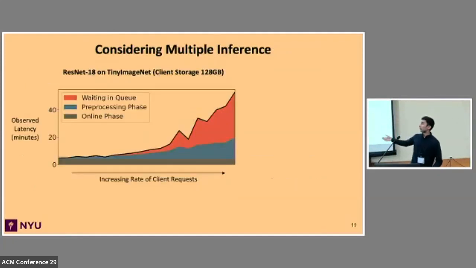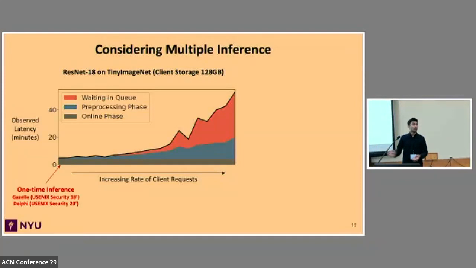And so here, again, it's the same network and data set. We've set the client-side storage to 128 gigabytes, and on the y-axis is the client's observed latency, and on the x-axis is how frequently they're requesting an inference from the server. And prior work has really focused on this one-time or one-off inference where there's essentially infinite downtime between two inference requests. And there they're trying to optimize for the online phase latency.